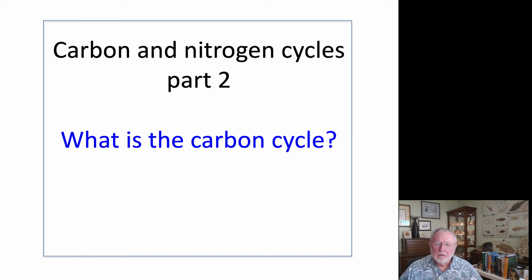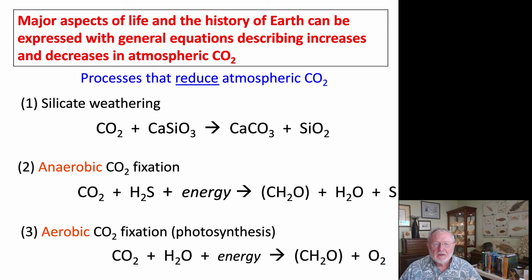Here in part 2, let's ask, what is the carbon cycle? As we saw in a previous lecture, major aspects of life in the history of Earth can be expressed with general equations that describe the increase and the decrease in atmospheric CO2. What I'd like to focus on here is the aerobic process of oxygenic photosynthesis, where CO2 is combined with water and sunlight energy to produce a carbohydrate and the release of oxygen.